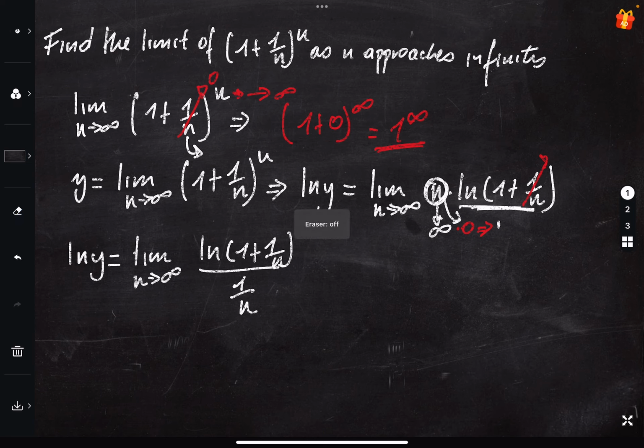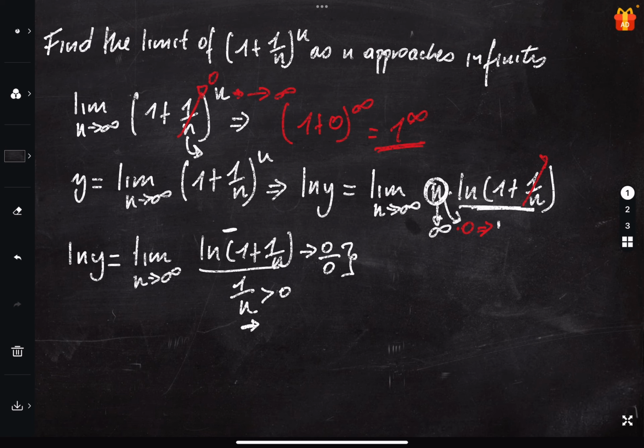So, 1 over n. Once again, if I take the limit, this will go all the way to 0, and this will go all the way to 0. 0 divided by 0 is once again an indeterminate form. So now I'm going to use L'Hopital's rule, whereby I'm going to take the derivative of the top and the derivative of the bottom.